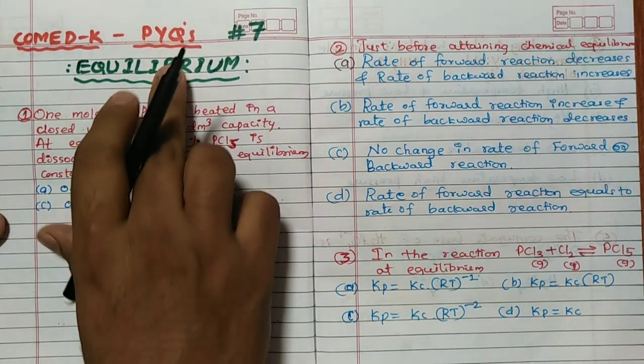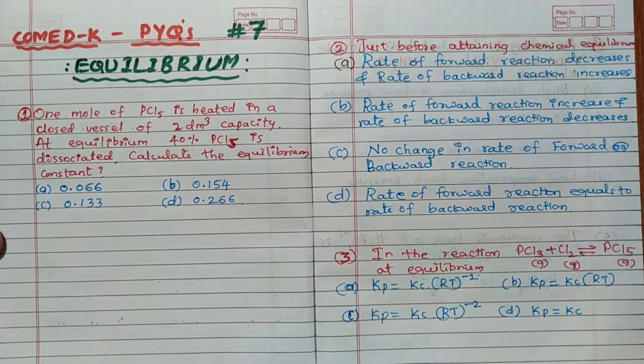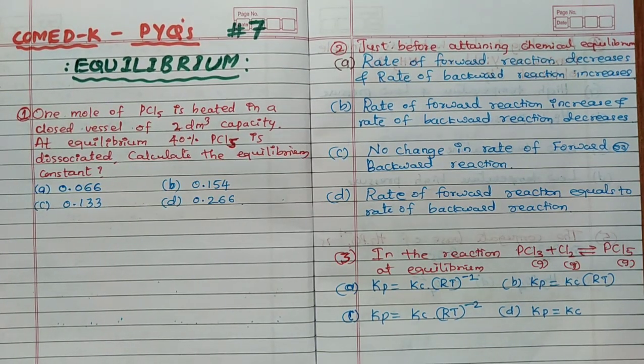So in Comet K previous year questions, number 7, the equilibrium chapter, I am going to discuss. I have left equilibrium, and actually environmental chemistry was there. Simple chapters like environmental chemistry and hydrogen, I am not going to discuss in this series because of very little time, remember that. I hope you can see this.